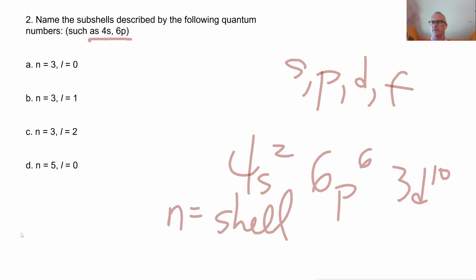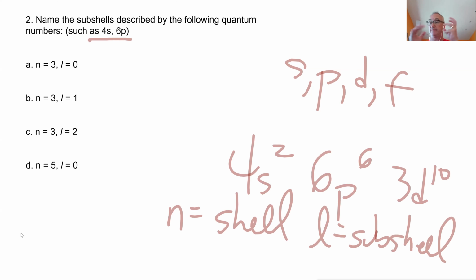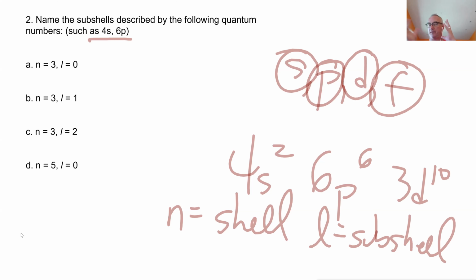How far from the nucleus is it? And then the second one, L, always refers to the subshell. What shape is it in? Is it spherical? Is it a single 2-lobed thing? Is it a 4-lobed thing? Is it an 8-lobed thing? You get these really weird shapes as they get bigger and bigger. So 2A, if n equals 3, what principal energy level is that? What shell is that?